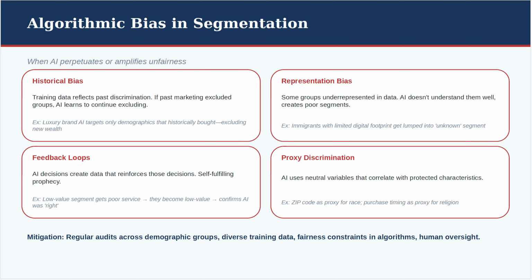Now, what is algorithmic bias? We touched upon this a little earlier in the class. So training data reflects past discrimination. So if past marketing excludes groups, AI doesn't learn otherwise. For instance, luxury brand AI agents target only demographics that historically bought, excluding new wealth. So they have a very specific niche, a group of people that they are targeting.